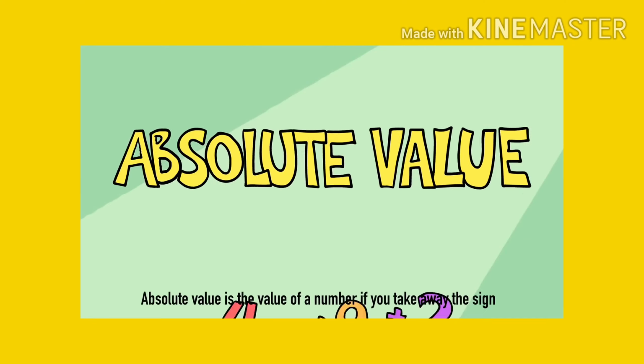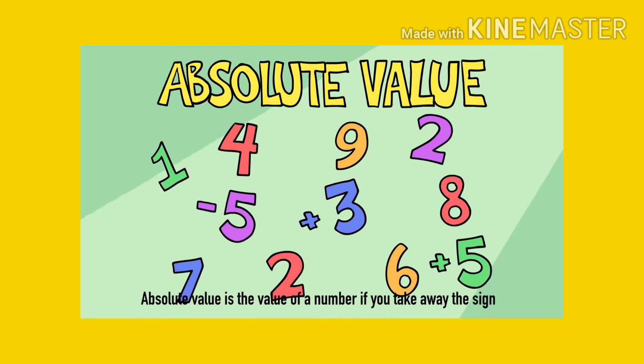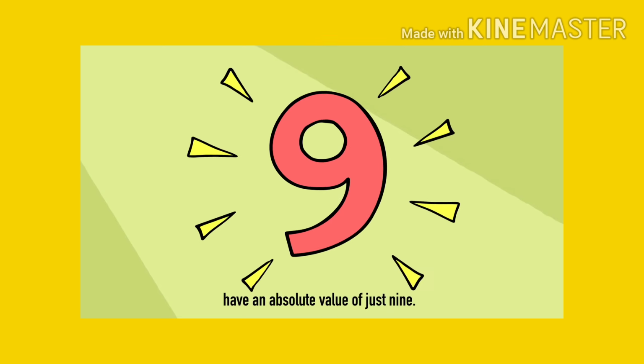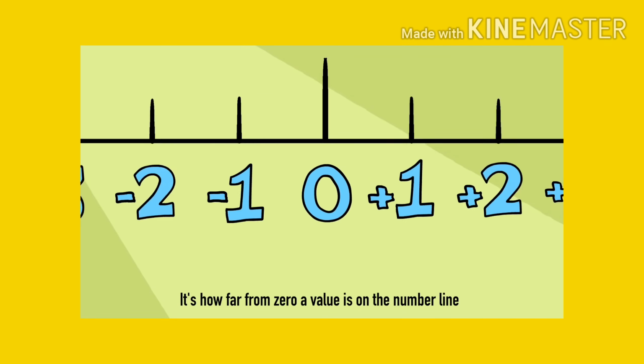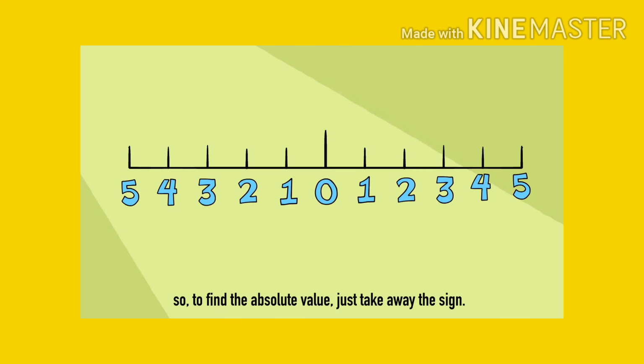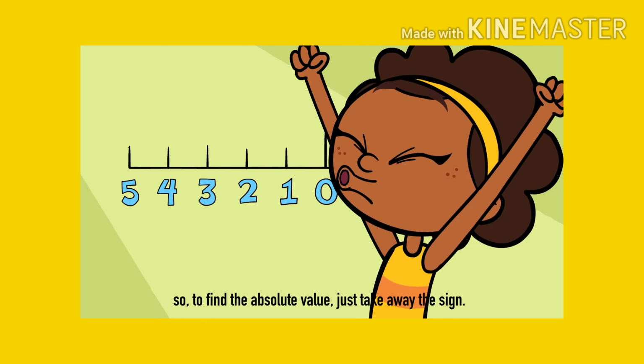Absolute value is the value of the number if you take away the sign. For example, both 9 and negative 9 have an absolute value of just 9. It's how far from 0 a value is on the number line. So to find the absolute value, just take away the sign. Take it away!